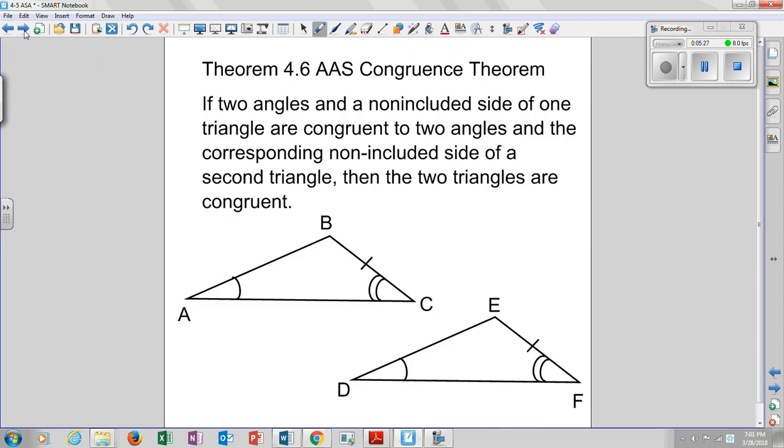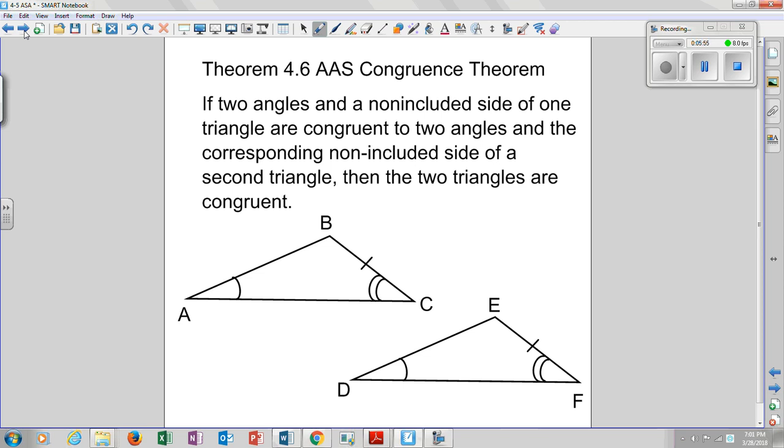Just to get some practice on this, first let's look at Theorem 4.6, which is the Angle-Side Congruence Theorem. Once again, you're going to want to pause so you can write it down. If two angles and a non-included side of one triangle are congruent to two angles and the corresponding non-included side of a second triangle, then the two triangles are congruent.